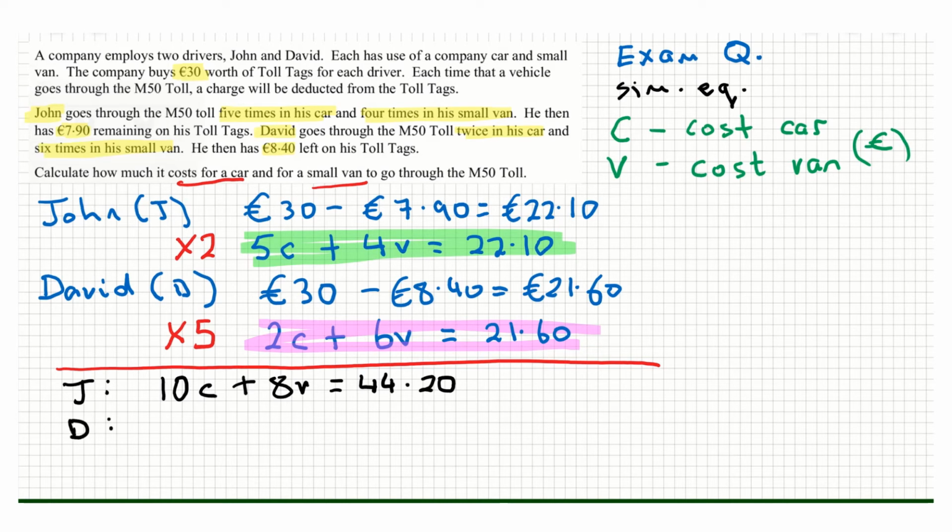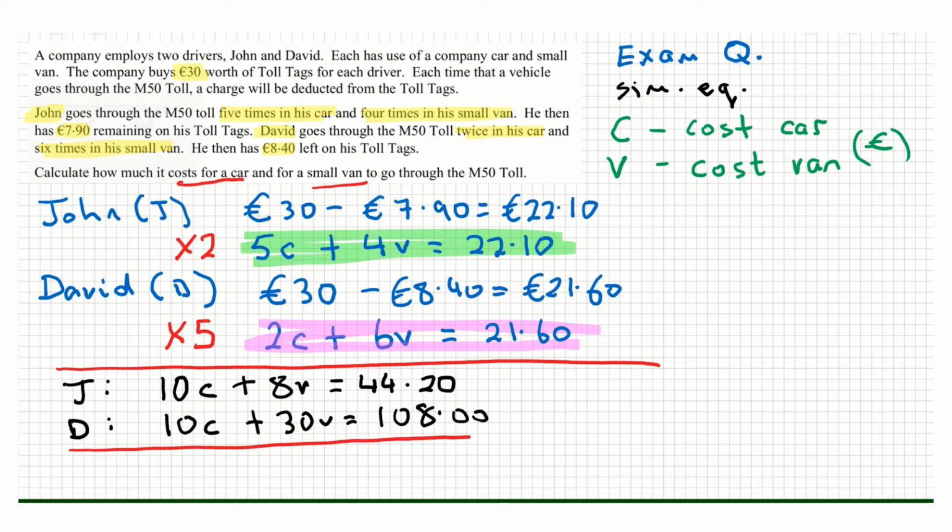David's, D for David, times 5, 10C plus 30V equals 108.00. The reason we brought them to the same for the cars is so that they can be eliminated. So we're going to do takeaway, and I'm going to do the takeaway upside down. You might see why in a second. So 10C minus 10C would be 0. 30V minus 8V will be 22V. It leaves the negatives out of it.